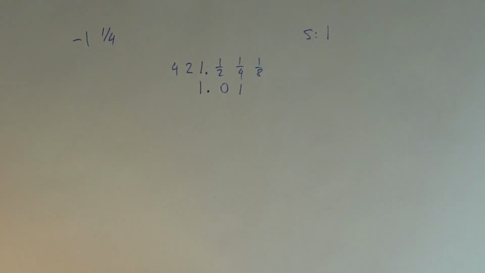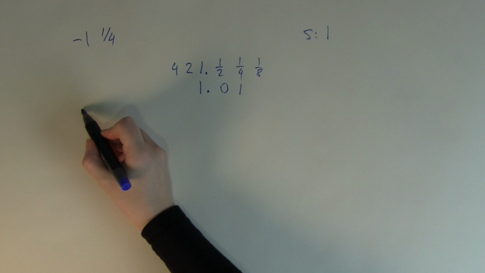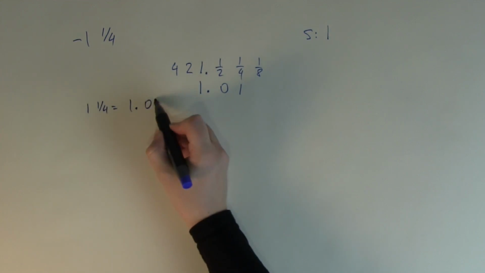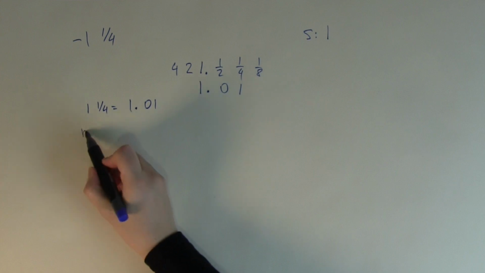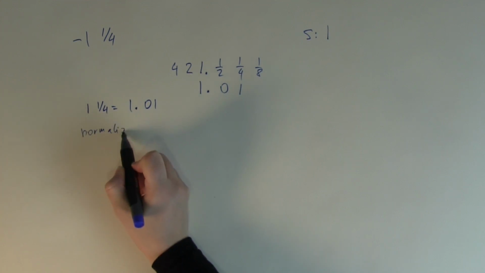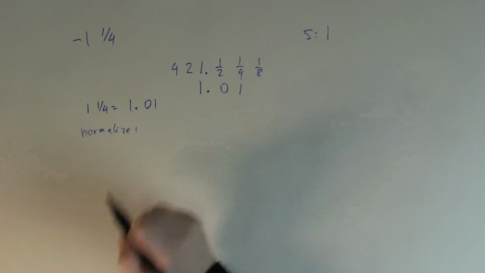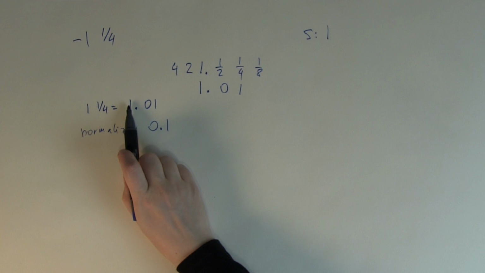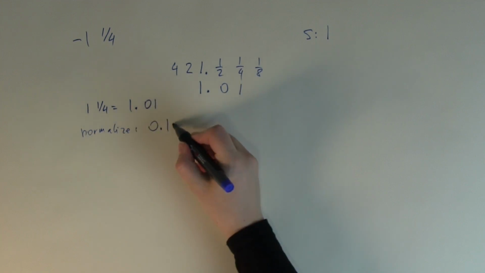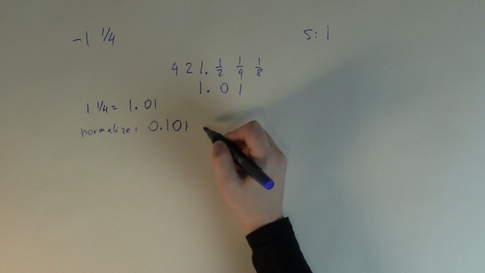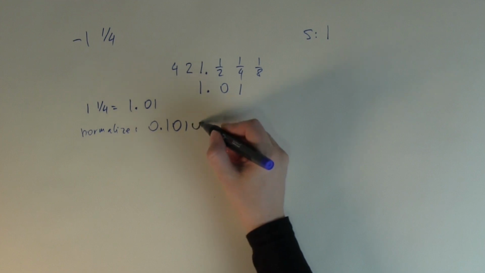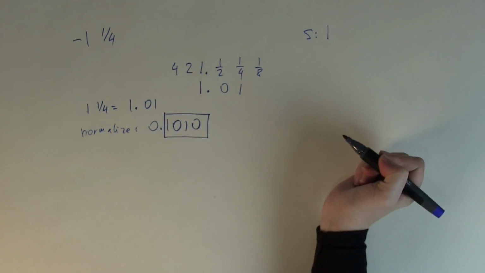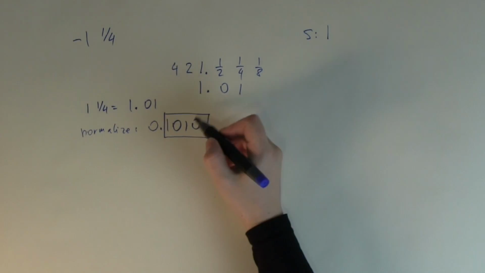So my original number, the 1 and a quarter, is equal to 1 radix point 01. Now I need to normalize it. The normalization process, remember, is 0.1. So the sequence after it is 0, 1, and because I need 4 bits, I need to fit a 0 here. And this part will be the bits that I'm going to record in the floating point notation.